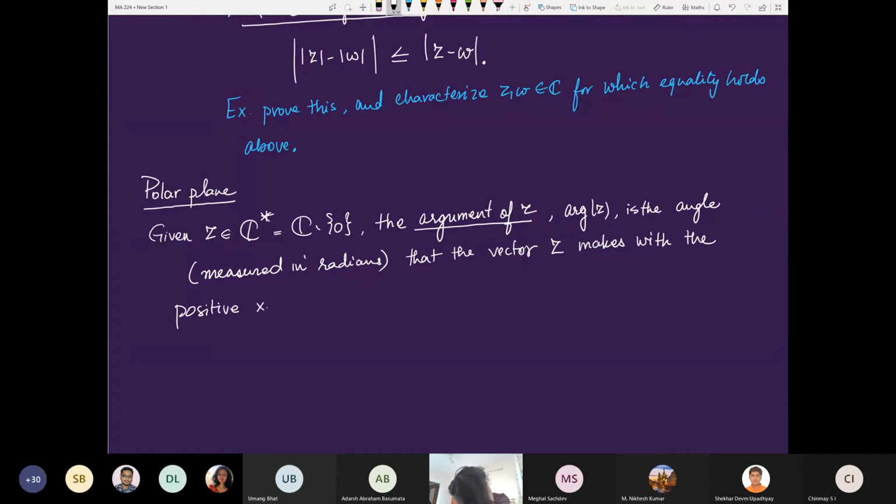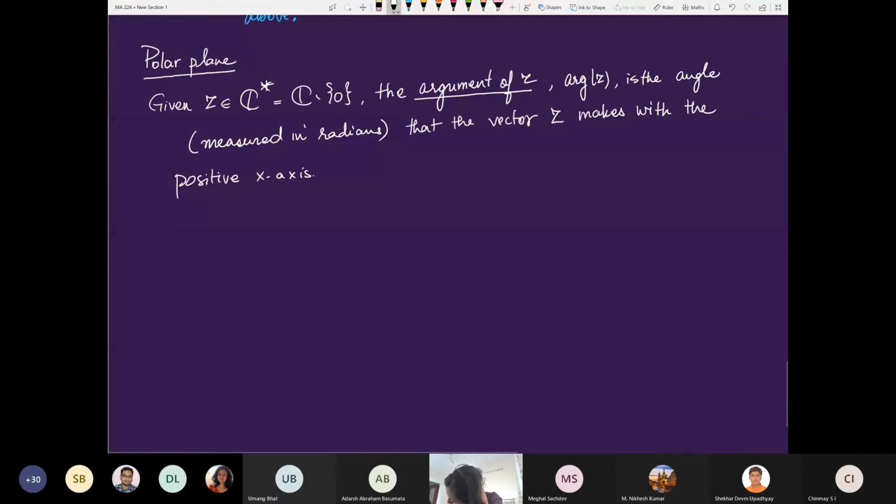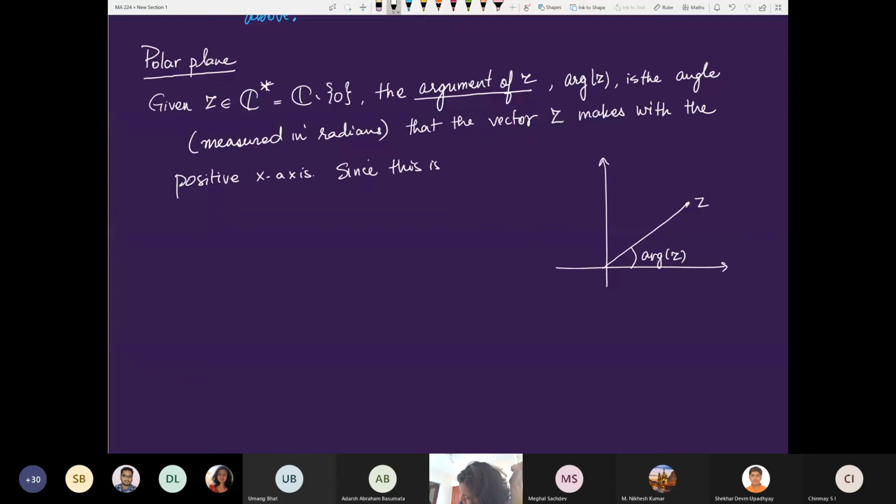So this is a geometric definition. And pictorially, this is arg z over here. So this is my x-axis, this is my vector z. Now, of course, this is not uniquely defined. This is uniquely defined up to an integer multiple of 2 pi. And so we have to make a choice. Since this is not unique, we make a choice. And this is actually what is known as a branch. Okay, we make a choice of branch as follows.